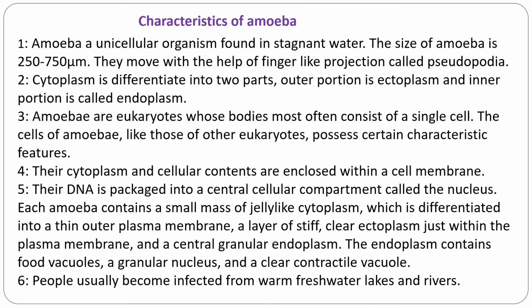Each amoeba contains a small mass of jelly-like cytoplasm, which is differentiated into a thin outer plasma membrane, a layer of stiff clear ectoplasm just within the plasma membrane, and a central granular endoplasm. The endoplasm contains food vacuoles, a granular nucleus, and a clear contractile vacuole. People usually become infected from warm freshwater lakes and rivers.